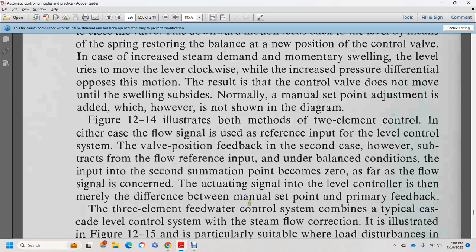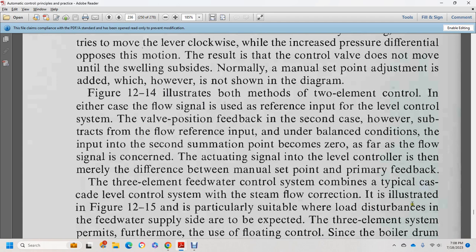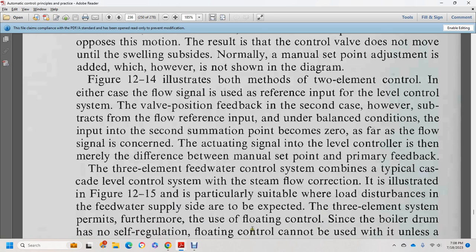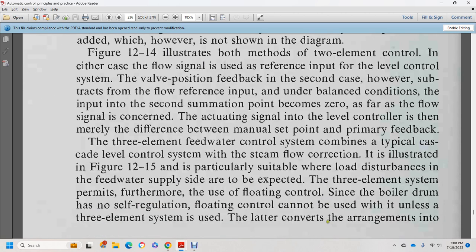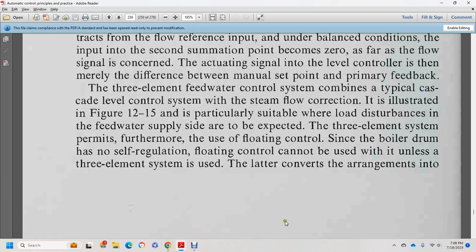The three-element feed water control system combines the typical cascade level control system with the steam flow correction, as illustrated in figure 12-15. It is particularly suitable where load disturbances for the feed water supply side are to be expected. The three-element system permits further use of floating control since the boiler drum has no self-regulation. Floating control cannot be used unless a three-element system is used.